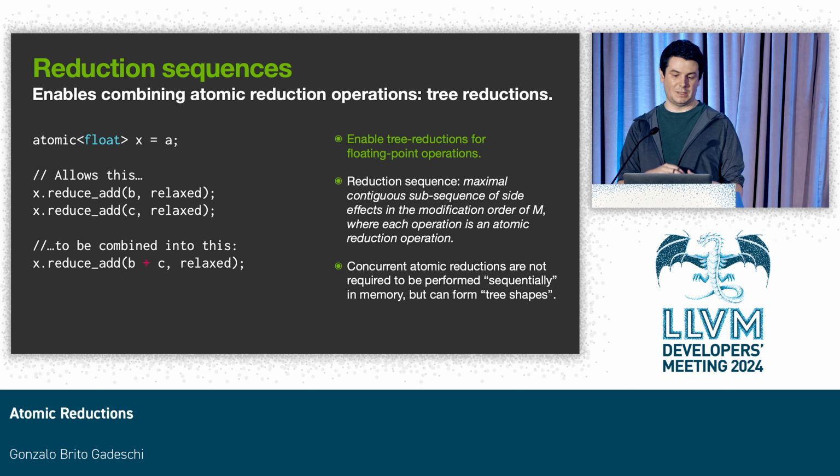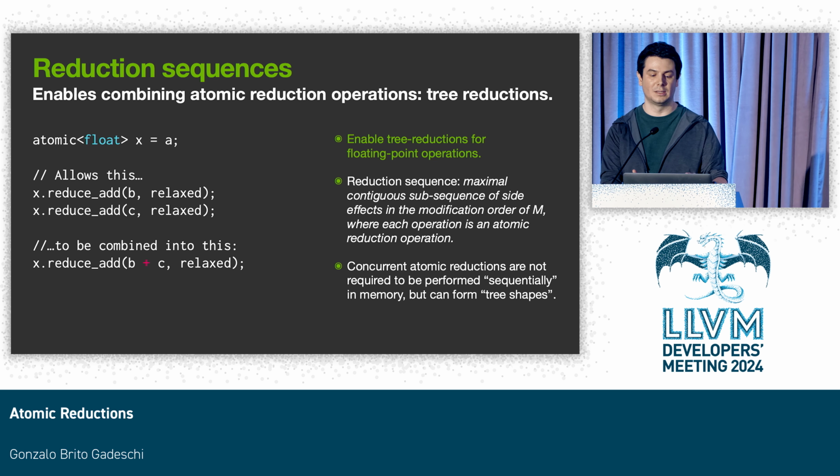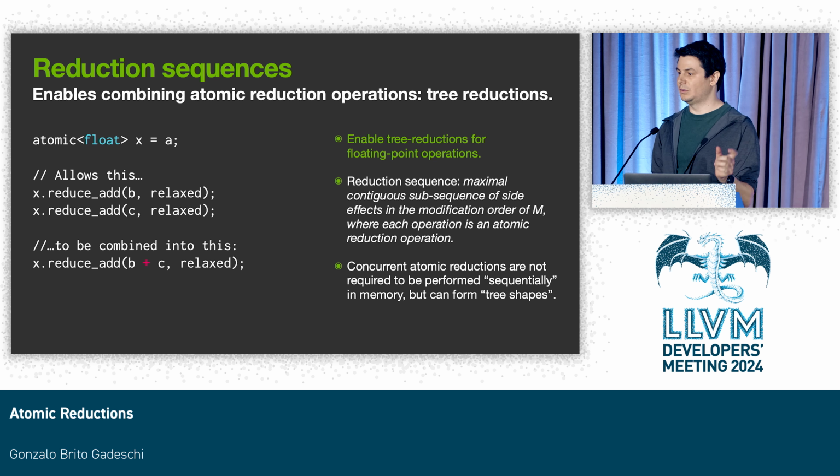So we have extended the specification of this functionality to support these weaker orderings that allow tree reductions, and they allow optimizations like if you have a single thread performing two atomic reductions back to back, you can actually combine the two values and then issue a single reduction. On hardware like GPUs, this allows, for example, to perform a horizontal reduction across the threads in a warp and then issue a single atomic reduction operation instead of issuing 32 of them to memory.